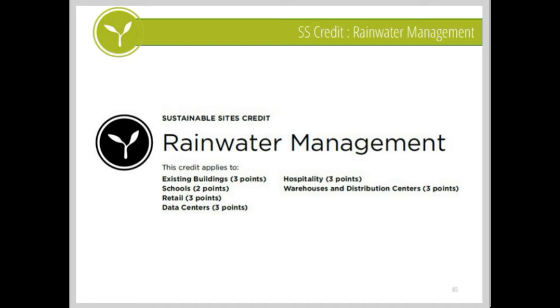Let's move on to the next credit. Rainwater Management. This credit applies to all project types and is worth 3 points, except for schools, which can only earn 2 points.